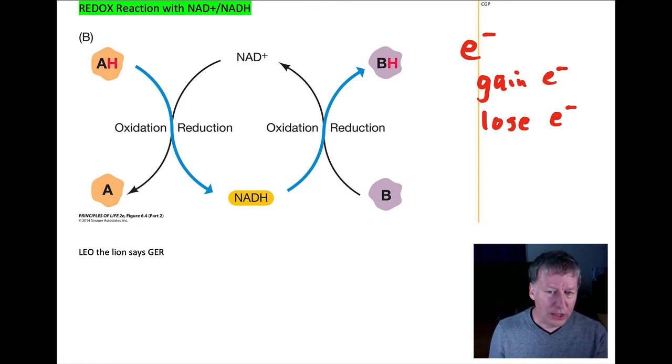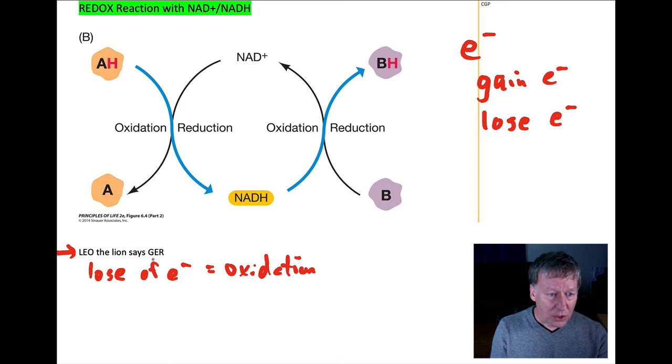Now, one of the challenges, of course, is trying to remember which one's which. And there's a mnemonic to help you with this. Leo the lion says grr. You can see I've written it down here. LEO stands for loss of electrons is oxidation. And GRR stands for gain of electrons equals reduction.